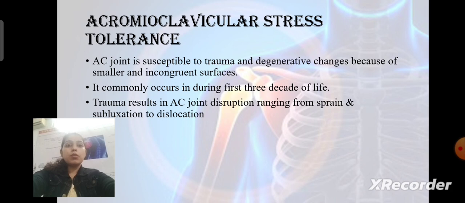Now, acromioclavicular stress and tolerance. The acromioclavicular joint is susceptible to trauma and degenerative changes because of small and incongruent surfaces. It commonly occurs during the first 3 decades of life. Trauma results in AC joint disruption ranging from sprain and subluxation to dislocation.